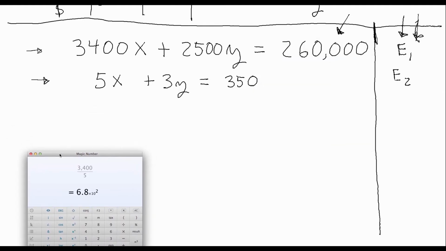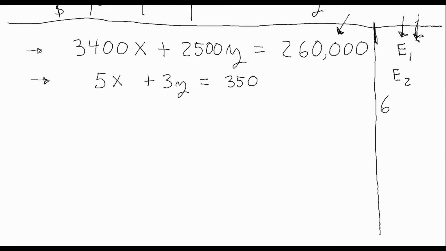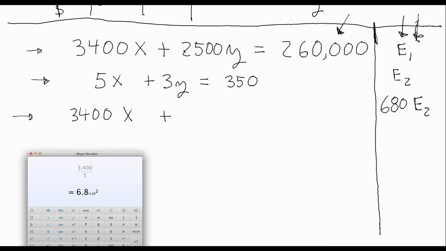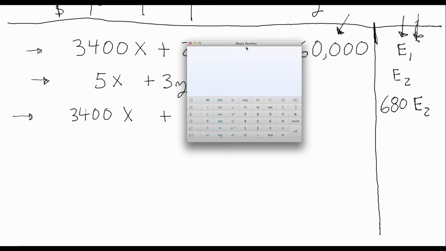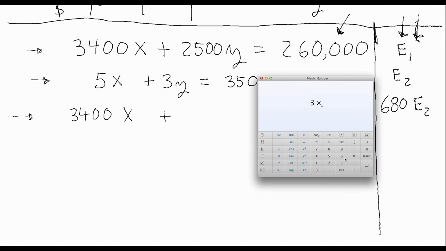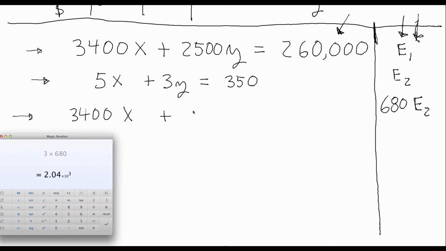Watch that. I'm going to denote that over here. I'm going to take 680 times equation 2, and I'm going to write it right here in this line. If I do that, I get 3,400 times x plus, now what is 680 times 3? I take 3 times 680, and that's 2,040.